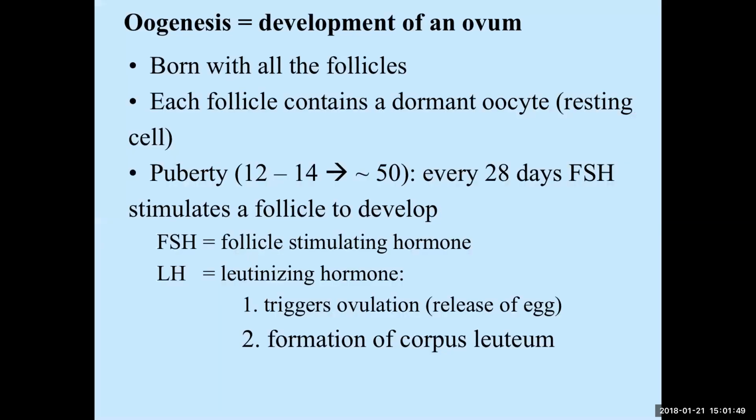You see FSH and LH, a little summary of them here. FSH is follicle-stimulating hormone. It stimulates the follicle to develop. LH is luteinizing hormone, which triggers ovulation, that is the release of the egg, and then the formation of the corpus luteum. The female is born with all the follicles that she will ever have, and the follicle contains a dormant oocyte, which is a resting cell.